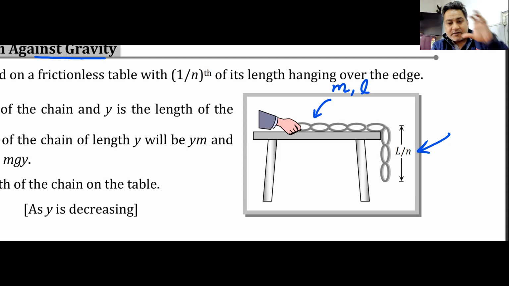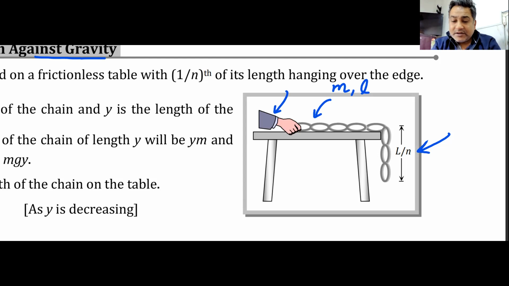If n is 3, 1/3 of the chain is hanging and 2/3 is on the table. If n is 4, 1/4 of the chain is hanging and 3/4 of the chain is on the table. So it is kept like this.